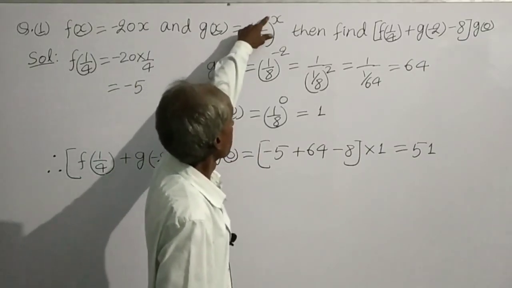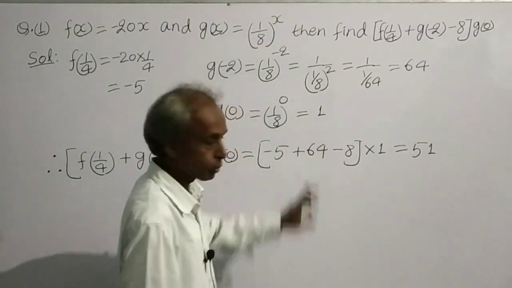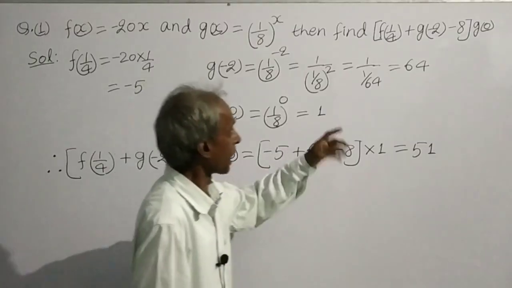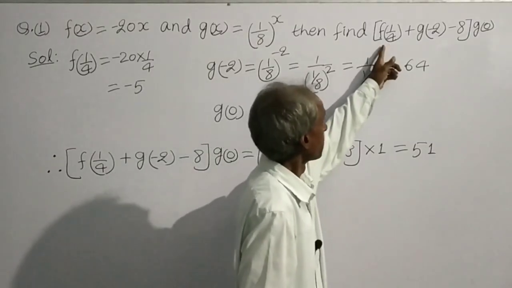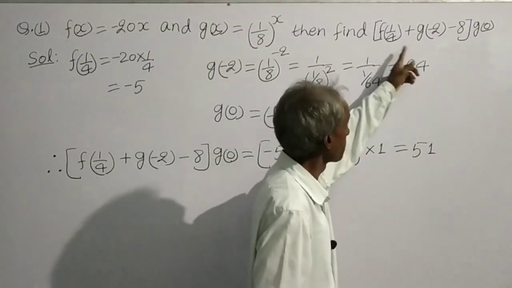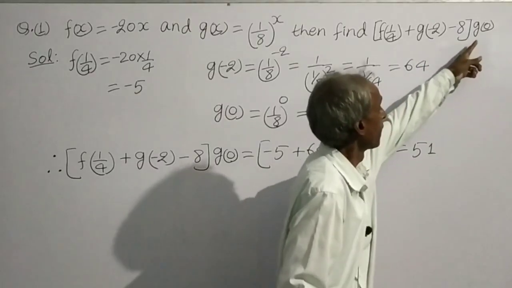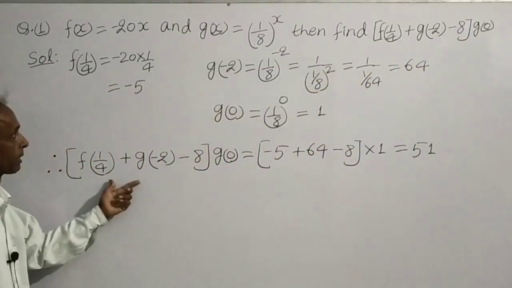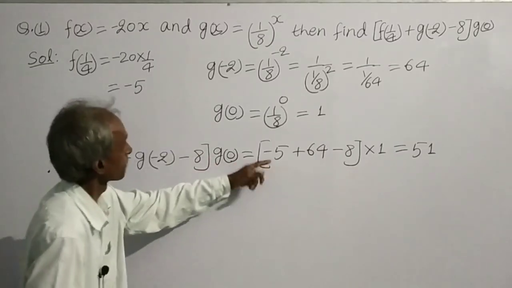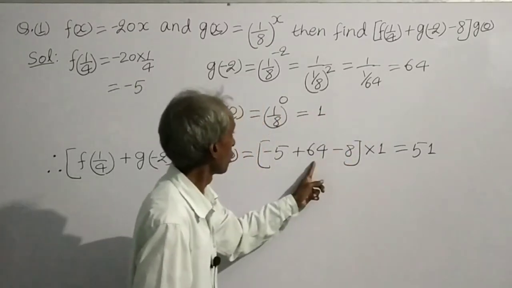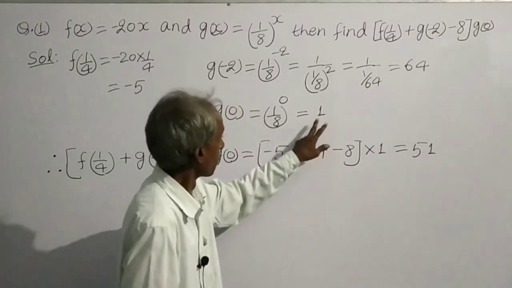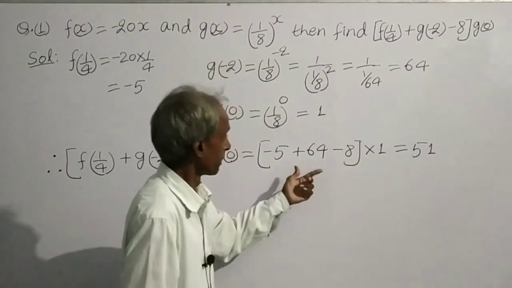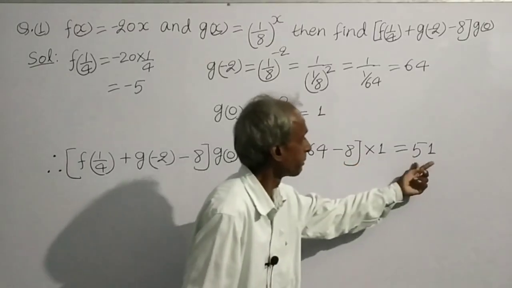g(0), power 0, that is equal to 1. Now we put the values of f(1/4), g(-2) and g(0) in this expression: minus 5, 64, 1. Then we get 51.